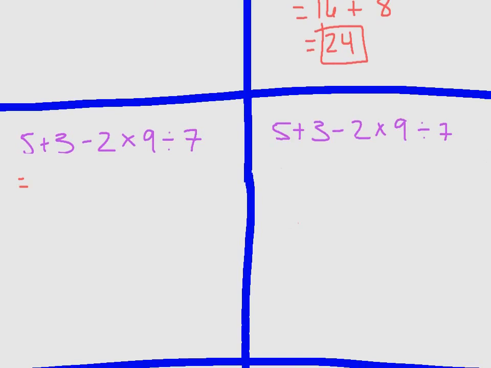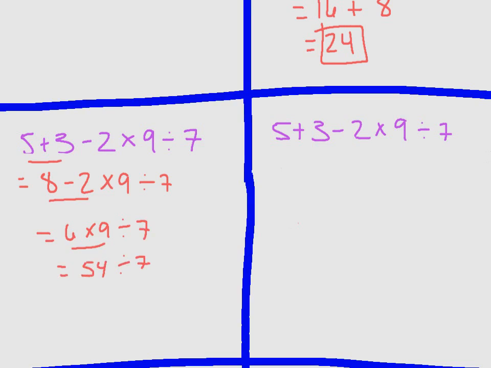some kids would start with a 5 plus 3 and get 8. And then the 8 minus 2 would do 6. Then multiply 6 times 9. And then try to divide 7 by 54. It goes into it 7 times, leaves you with 5/7. So then that would be their answer. But that is incorrect. Okay? So what you need to avoid is just saying, oh, everything is right there. You got to break it up.